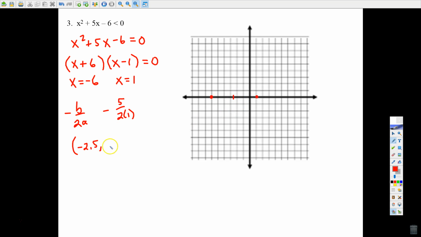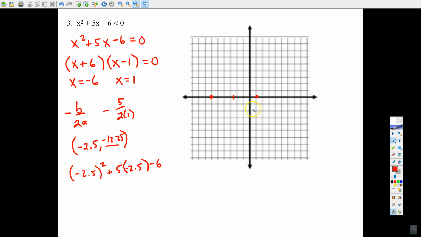So to get the y, once again, just a repeat of our last problem, we're going to put -2.5 in for x and see what the y coordinate is. Okay, so let's grab our calculator. Negative 2.5 squared plus 5 times negative 2.5 minus 6. And we get negative 12.25, negative 12 1/4.